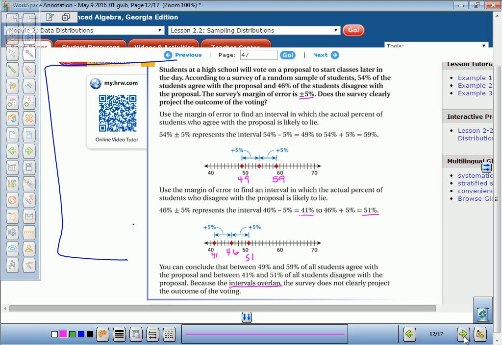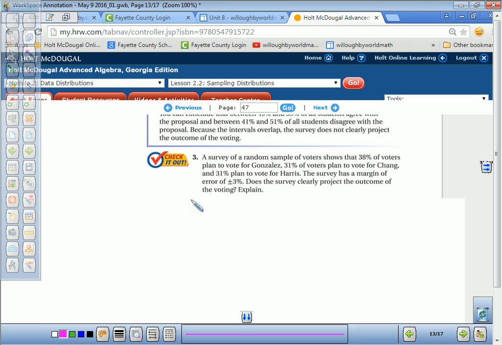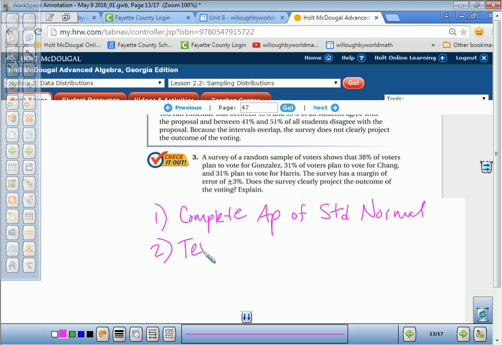Okay. So there are more examples in your book if you'd like to take a look at those. But your activities for today are 1, complete yesterday's application of standard normal worksheet. And then 2, we have a little bookwork for you. The bookwork is out of your textbook. It's on page 50, and it's problem numbers 20 through 26.